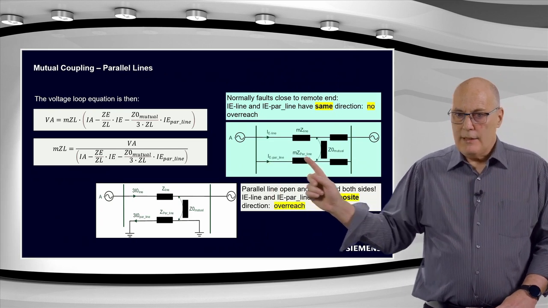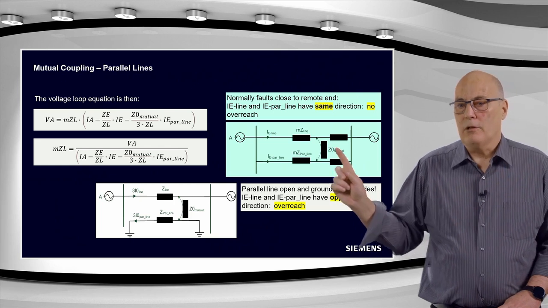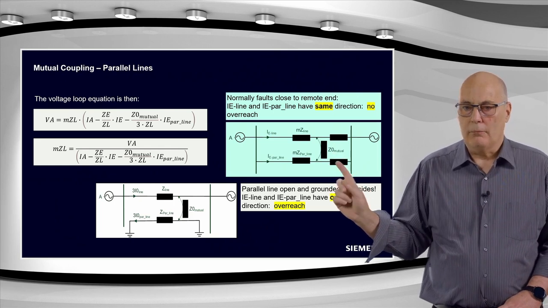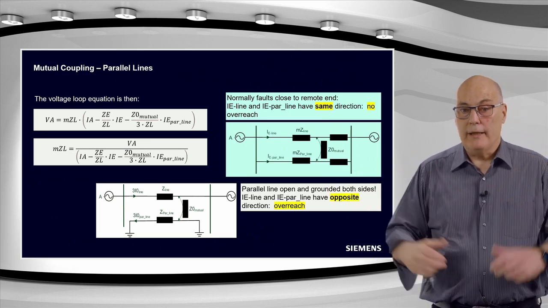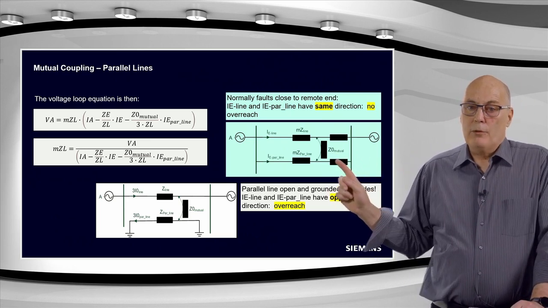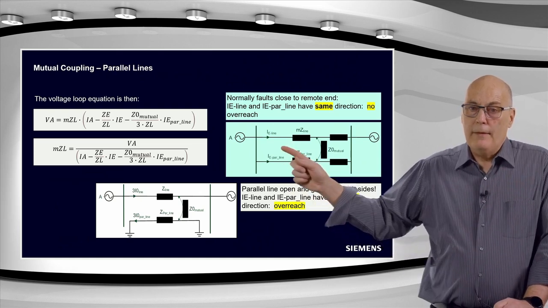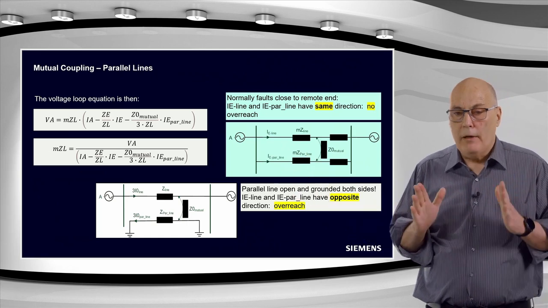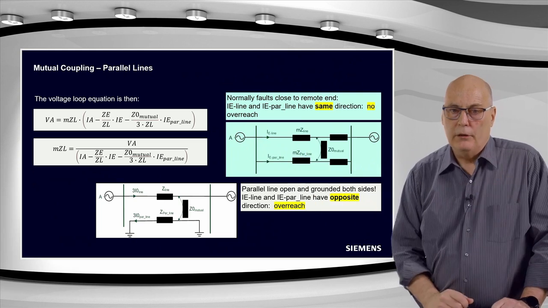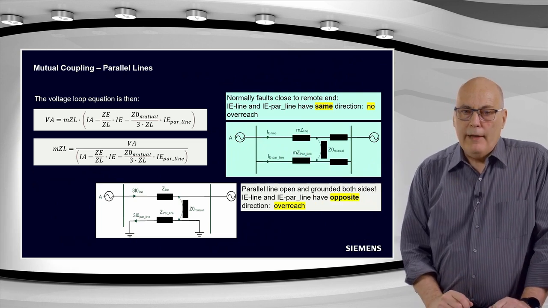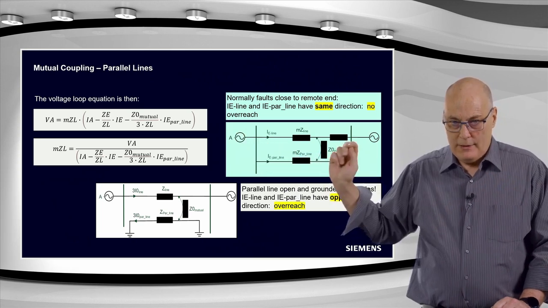So for the line that is seeing the fault close to the remote end, you could have the risk of overreaching. Because remember, if the fault is close here, then we are not going to get overreach this side. But if the fault is close to this bus bar, the mutual coupling could make an overreach, and we need to be careful. So for the remote faults, we typically have this condition. Now, under that condition, the IE and the IE parallel line have a similar direction. Okay, so if we look at the voltage loop equation over here, they will affect the voltage in the same manner. And you can see both factors are minus.